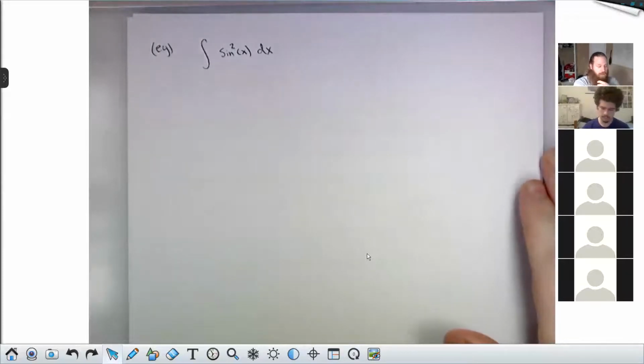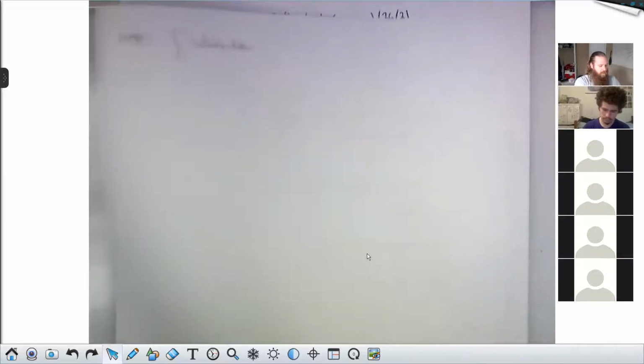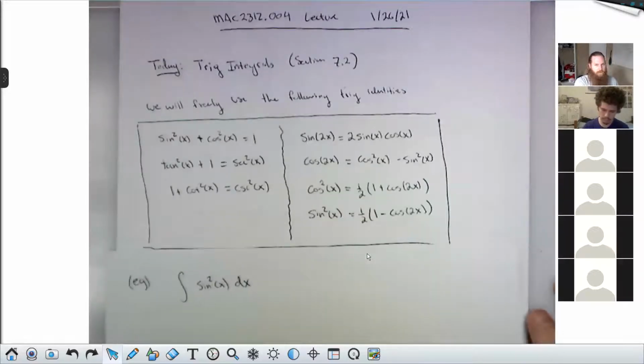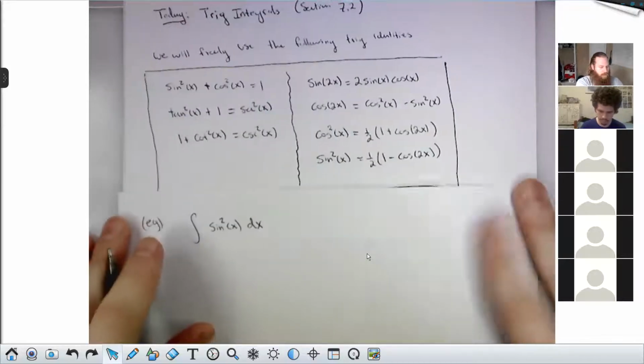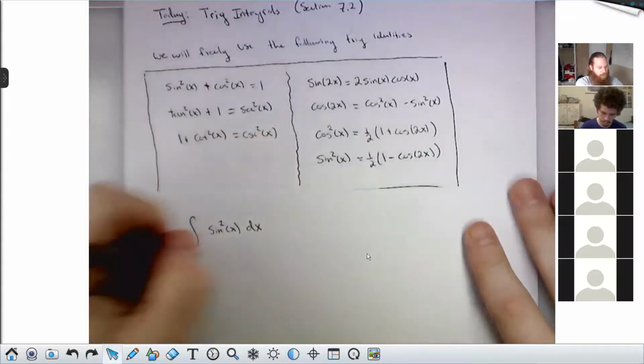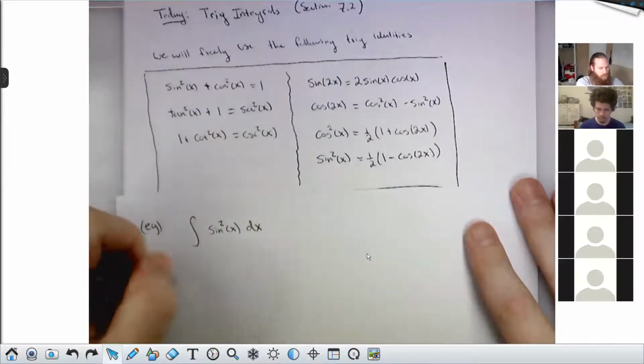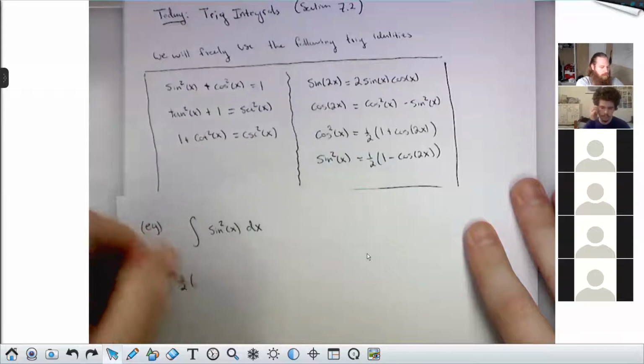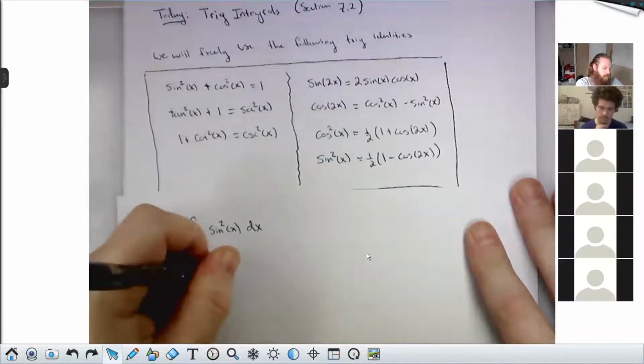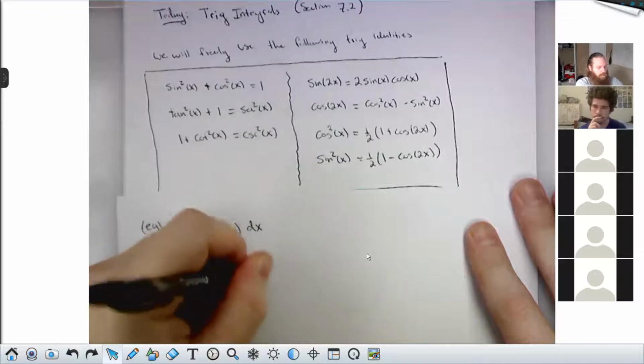But if you think back to that list of identities, one of these is tailor-made for this. The bottom right, sine squared equals 1/2 times 1 minus cos 2x. It gets rid of the power, gives me something I know how to integrate right away. So here we will use what are called half angle identities. And what I get is the integral of 1/2 times 1 minus cosine of 2x dx.